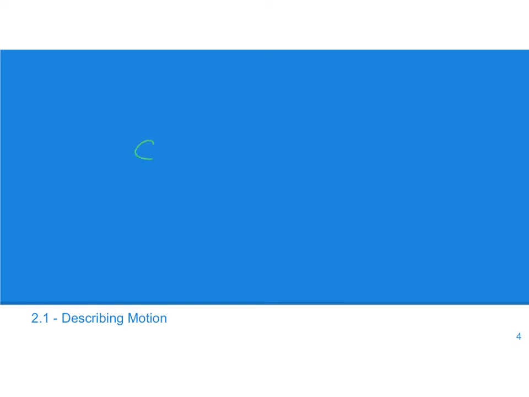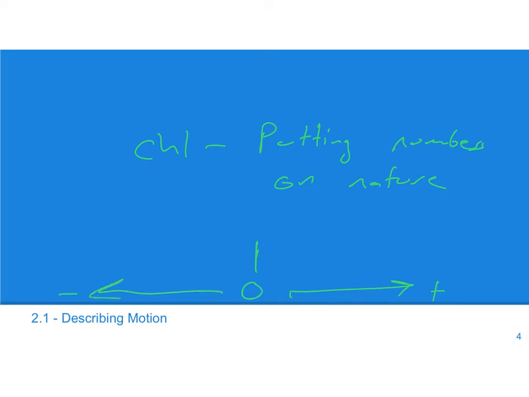So in chapter 1, we talked about putting numbers on nature. And one of the big things we did is we assigned a 0 point, and we said, going to the right, we'll call that the positive direction, and going to the left, we'll call that the negative direction. And that's pretty much where we're starting off now, but now we're gonna expand on that just a little bit.